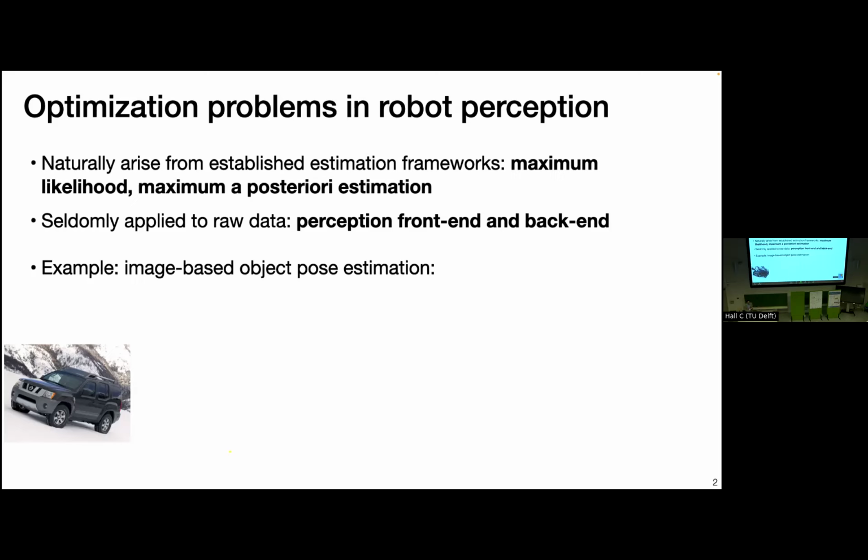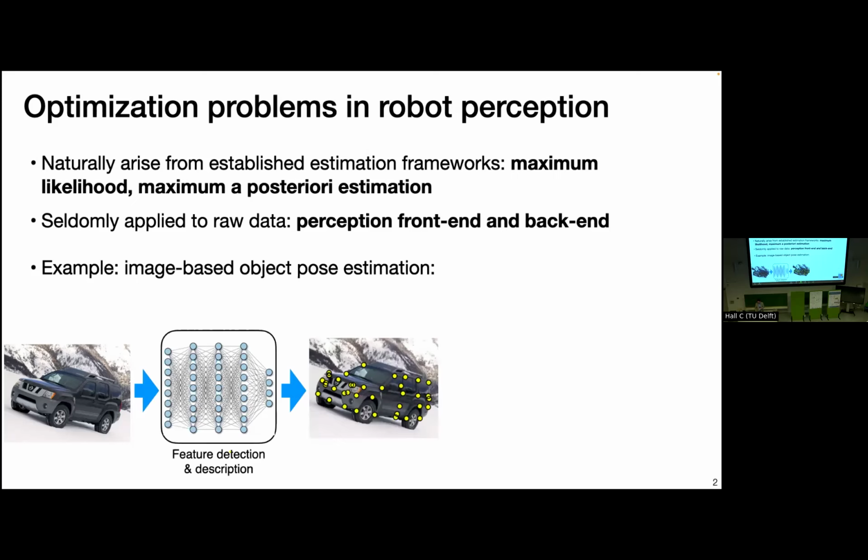So what is the perception backend? To clarify, maybe let me start with an example. The example here is image-based pose estimation. So I give you an image. Typically, in this case, I want to estimate the pose of an object in the image. I'm not going to do an optimization problem right away.